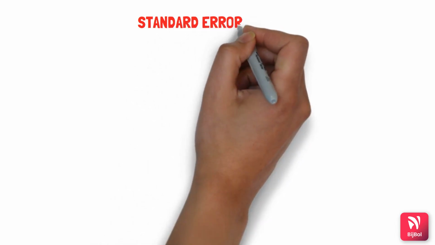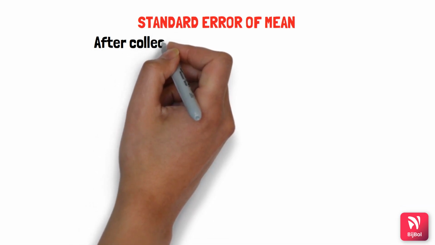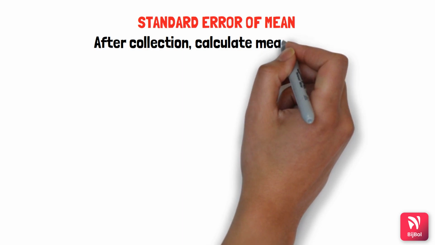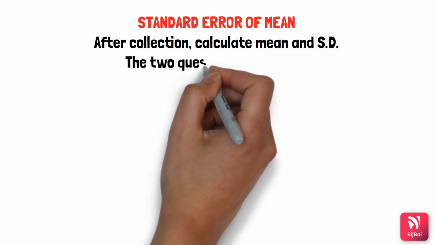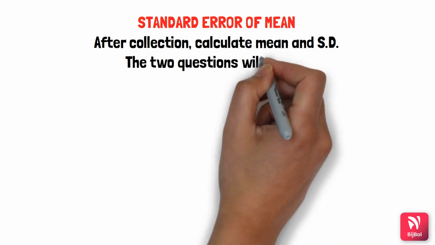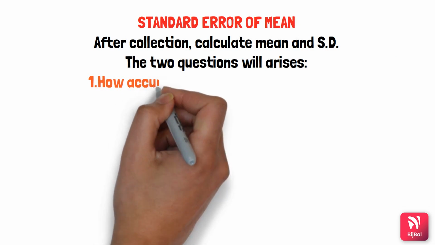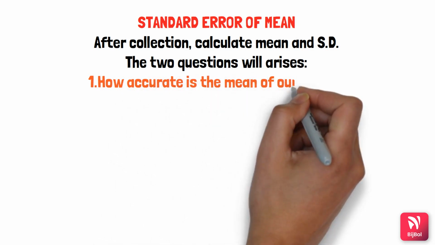So, first one is standard error of mean. What do you mean by standard error of mean? It quantifies the precision of the mean. What do you mean by quantifying the precision of the mean? It is nothing but a measure of how far your sample mean is likely to be from the true mean of the population.